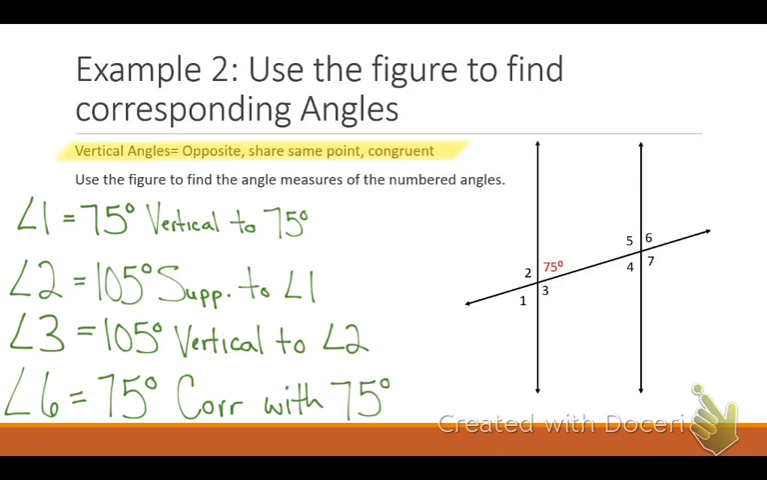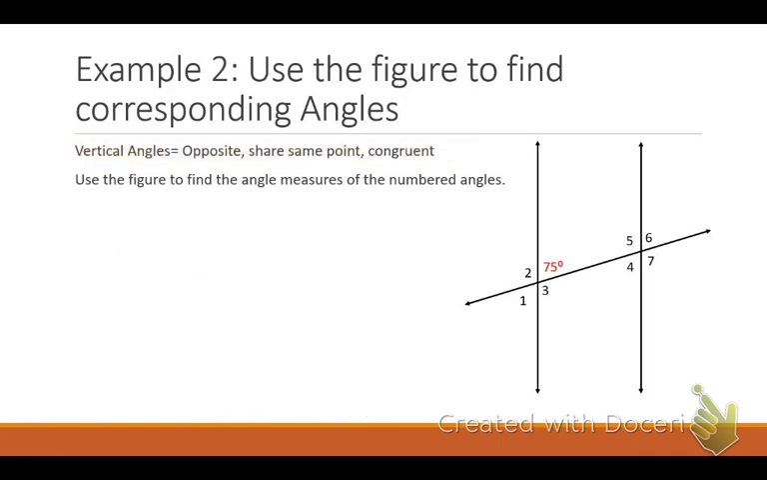Now I want you to try to find the measure of angle 5. Let's do angle 5 next. Does everybody have these written down? Because I'm about to have to clear them so I have more room to write. Okay, so angle 5.